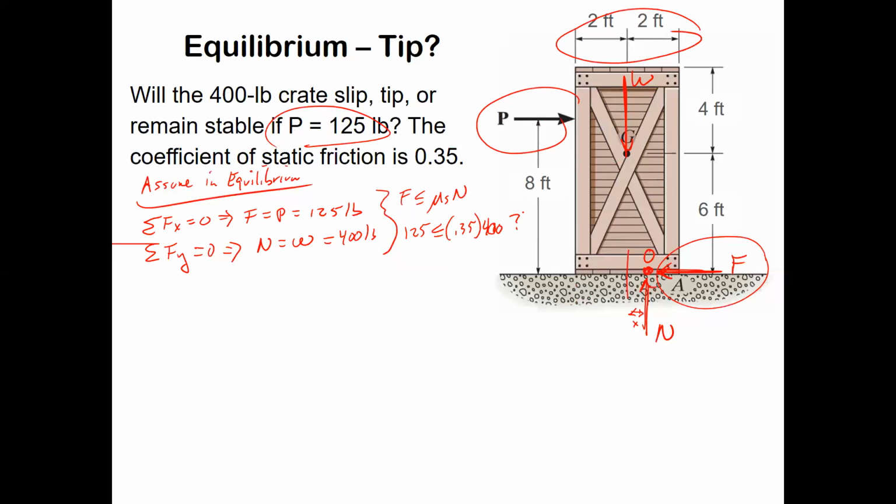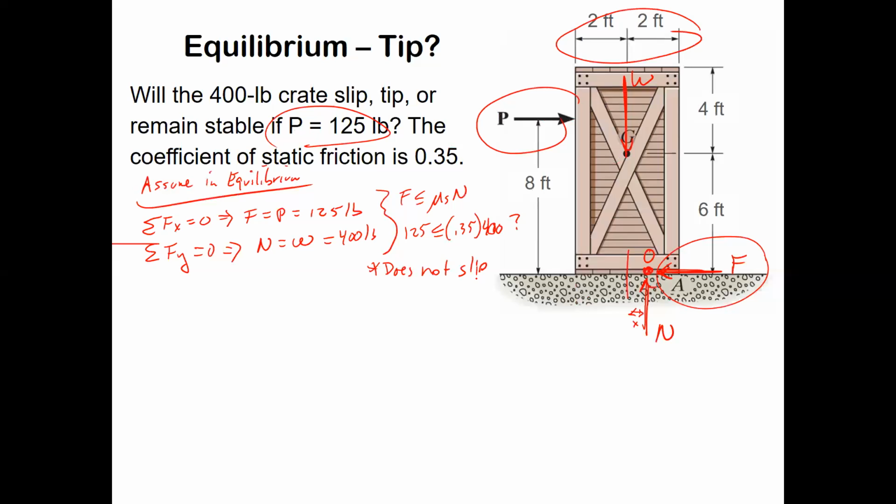So 125 is less than or equal to 0.35 times 400, right? So what's the prognosis? 0.35 times 400 is probably 140 or something. What does that mean? It hasn't slipped yet, right? So this means it does not slip. Okay, with me so far?